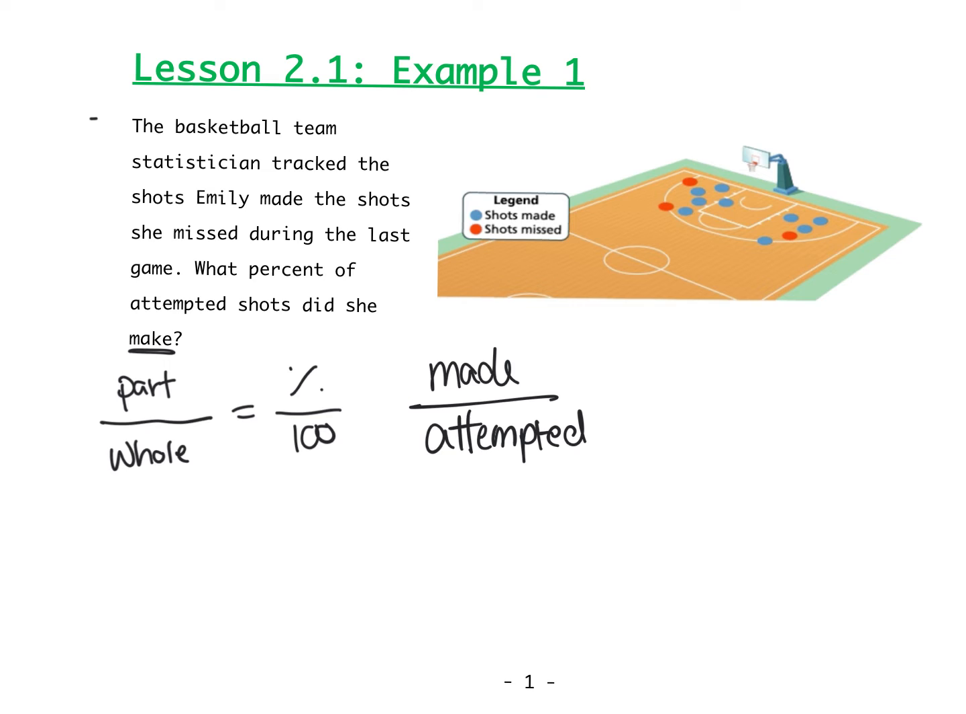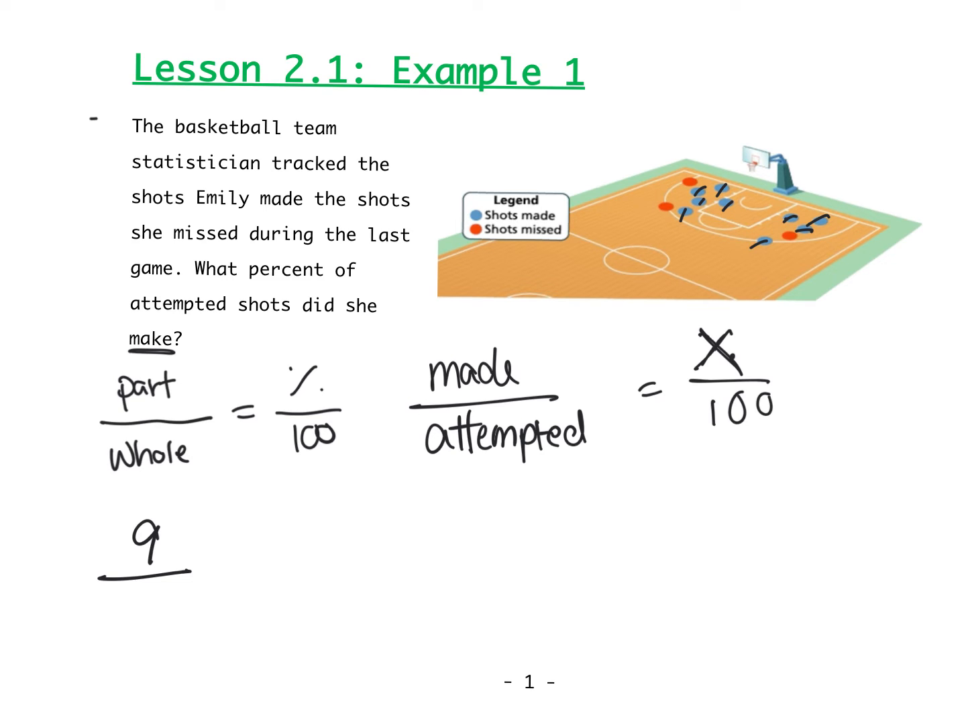Now, they don't actually give us a number for the shots that she took. And again, this will be our percent, which we don't know. We're going to use X because we don't know it, over 100. So we know how many she made. That's the blue shots here. And we have 1, 2, 3, 4, 5, 6, 7, 8, 9 shots she made. So we're going to write a 9 on top.